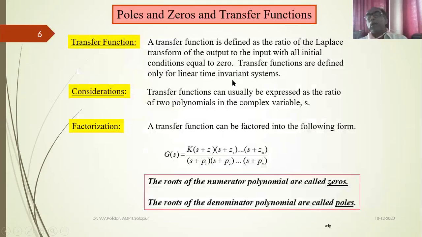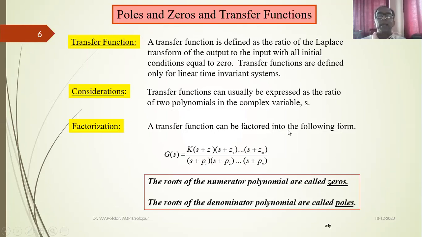Now, before going into the actual plots, friends, let us understand what the poles and zeros of a given transfer function are. What is a transfer function? We have already seen. A transfer function is defined as the ratio of the Laplace transform of the output to the Laplace transform of the input with all initial conditions equal to 0. Transfer functions are defined only for linear time invariant systems. Transfer functions can usually be expressed as the ratio of two polynomials in the complex variable s, right? And those polynomials can be factorized.